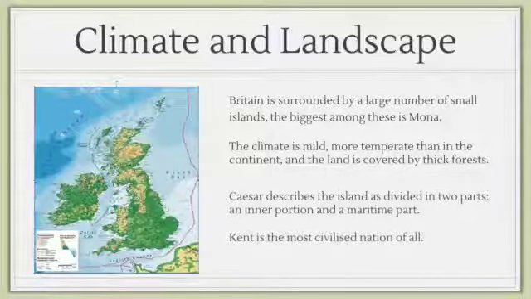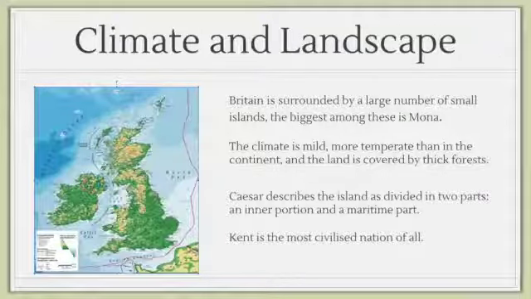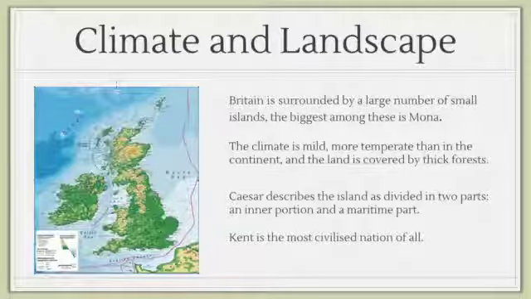Caesar describes the island as divided in two parts, which are an inner portion, inhabited by the native populations, and a maritime part, inhabited by Belgae, people who moved there to make war, who then continued their life there and began to cultivate lands. The people that live in the different portions have different traditions.